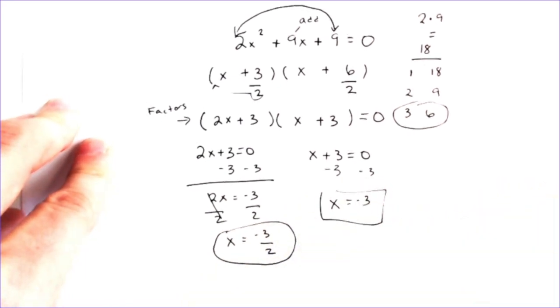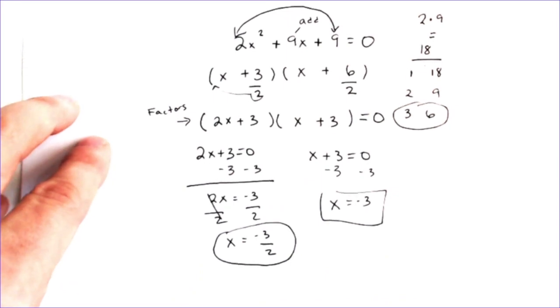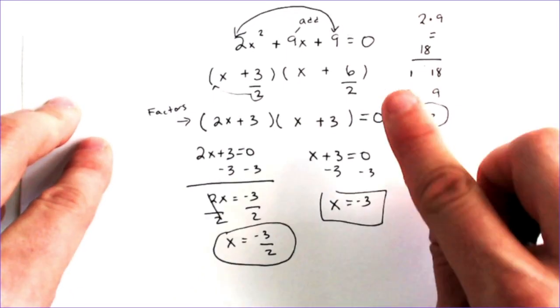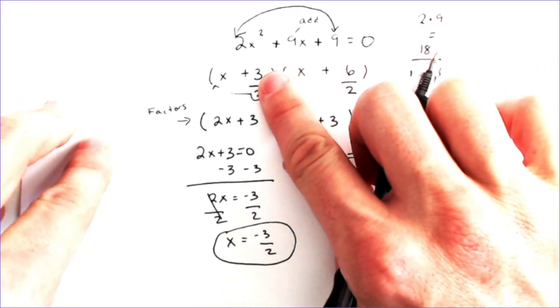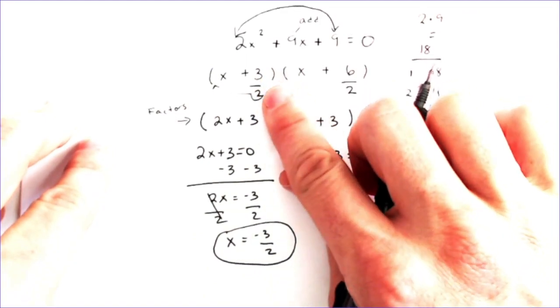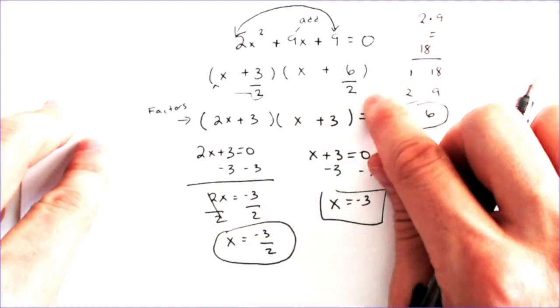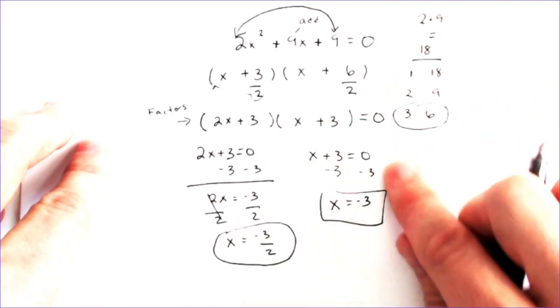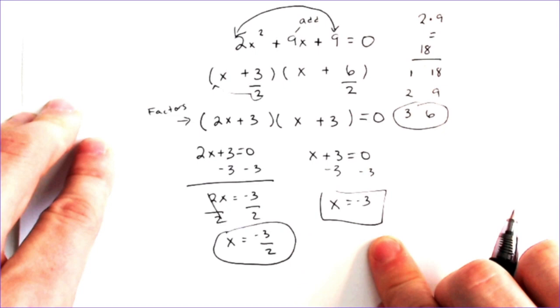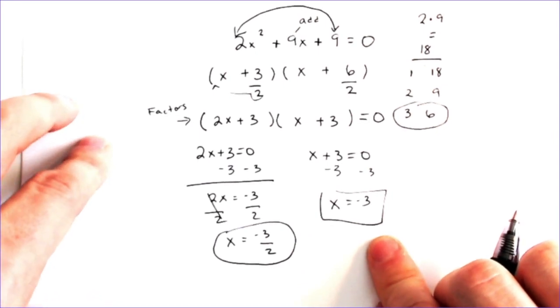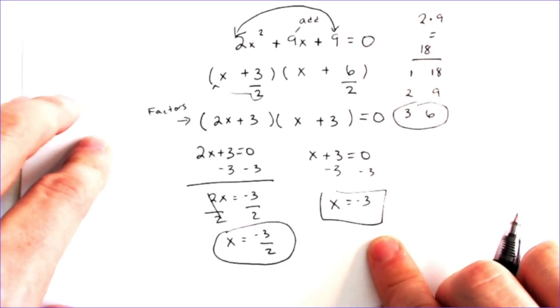Now you may have noticed something about your answers in these, and that is that they are always going to be the opposites of the factors. Like here we had a 3 over 2 and it turned to negative 3 over 2 for our solution. Here we had 6 divided by 2, which is 3, and it turned into negative 3 as our solution. And that is not something that is coincidental. That will always happen every single time.